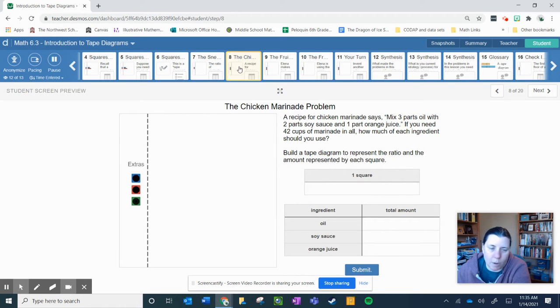The chicken marinade problem. Okay. So you can do a recipe for chicken marinade. It says 3 parts of oil with 2 parts of soy sauce and 1 part of orange juice. So I'm going to do 3 parts of oil with 2 parts of soy sauce and 1 part of juice.